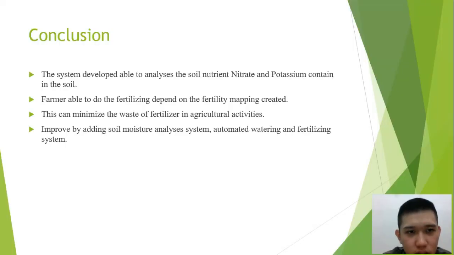In conclusion, the system developed is able to analyze the soil nutrient in terms of nitrate and potassium content in the soil, and the farmer is able to do the fertilizing based on the fertility mapping that has been created by the system. This can minimize the waste of fertilizer in agricultural activity, and the system can be improved by adding a soil moisture analysis system or automated watering system, and even more, an automated fertilizing system.